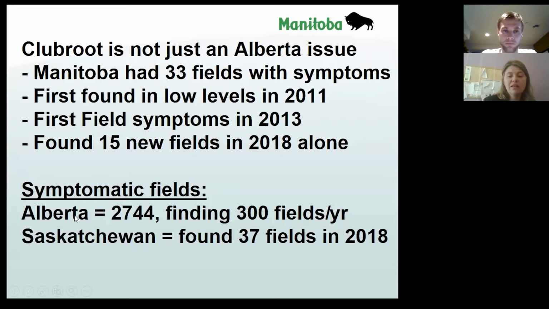symptomatic fields, Alberta found 2,700, or they're at around 2,700 fields that they know of right now, and they're finding about 300 new fields infected every year. Saskatchewan, at the time that I posted this, and I think they came out with a few more fields since then, they found 37 fields just in 2018. So if you are looking for it, you are going to find it throughout a province. But Manitoba, in the scheme of things, we are finding it. We've been talking about it for a really long time, but we're not to where Alberta is.